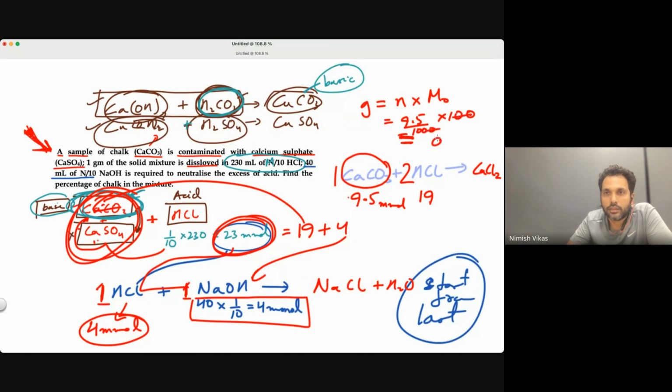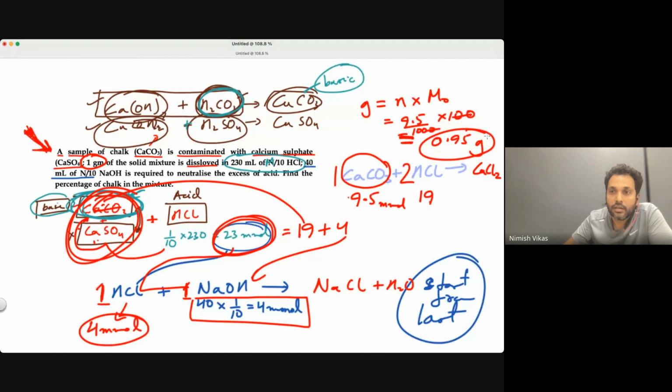Grams is how much? 0.95. I'm really happy that I got less than 1 gram because the whole mixture was 1 gram. Calcium carbonate is coming as less than 1, 0.95. Okay, and they're asking how much is the purity. Obviously 95% is the purity. The remaining 0.05 gram is calcium sulfate.